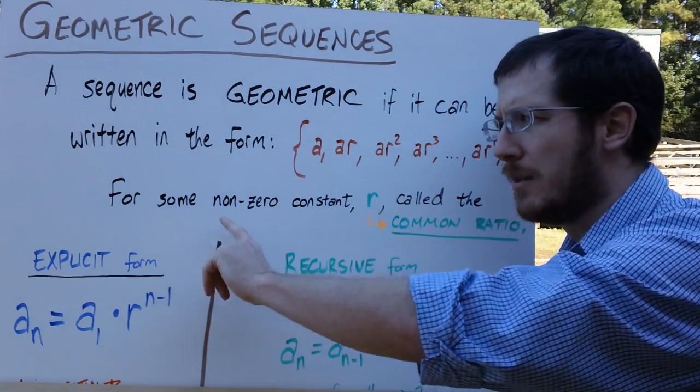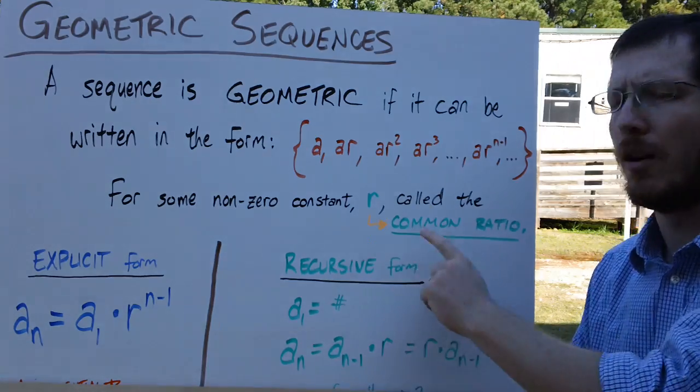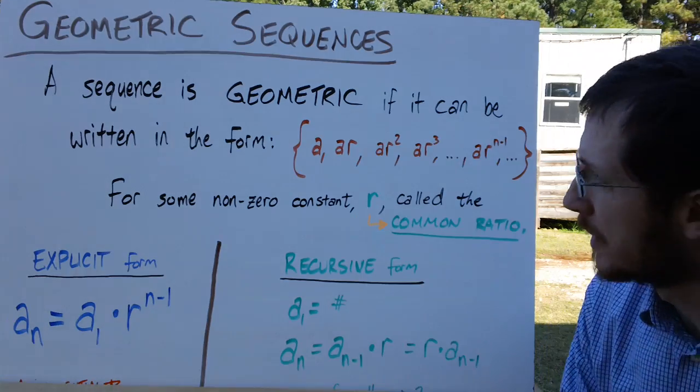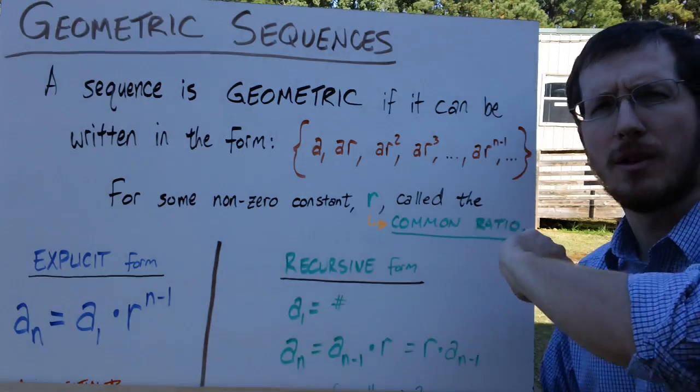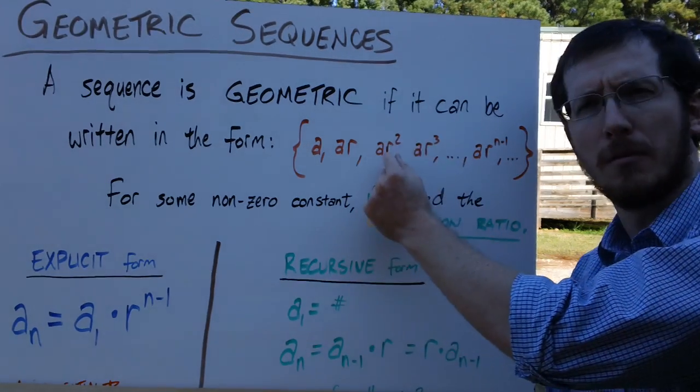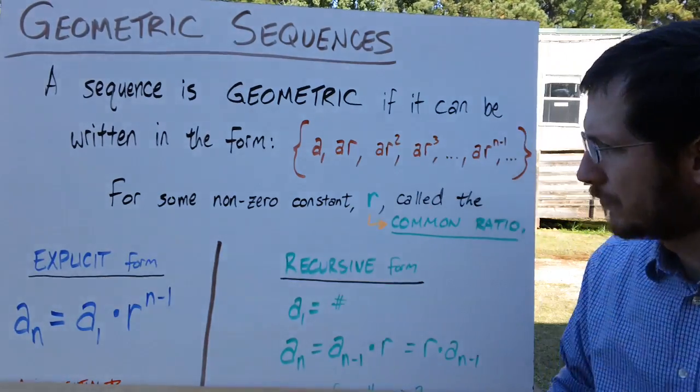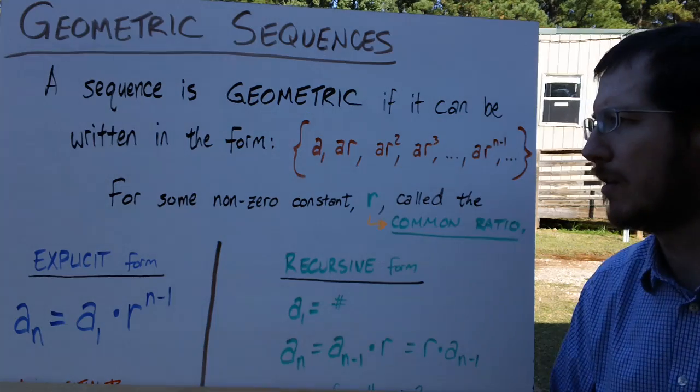That r is some non-zero constant called the common ratio between two terms. Okay, to find that common ratio, you can take any term and divide it by the previous term. That'll give you the common ratio r.